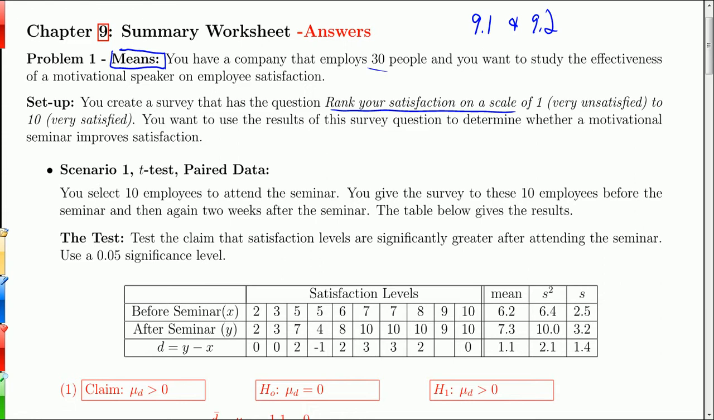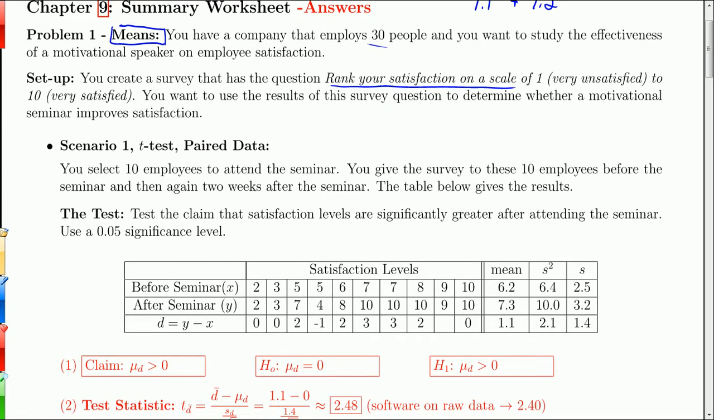And so you want to use the results of this survey to determine whether or not the motivational seminar improves satisfaction. So in the first scenario, we're going to do a paired data test, right? A test for a mean difference. And by the way, all of the tests about means are t-tests, because you have to use the t-distribution. When we talk about proportions, we use the z-table. So this is a t-test on paired data.